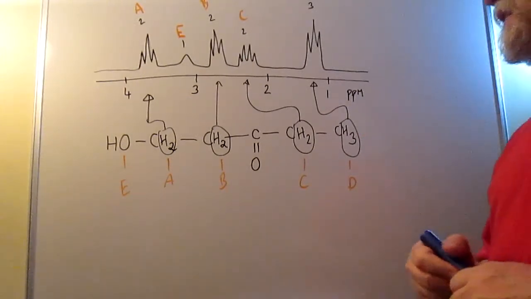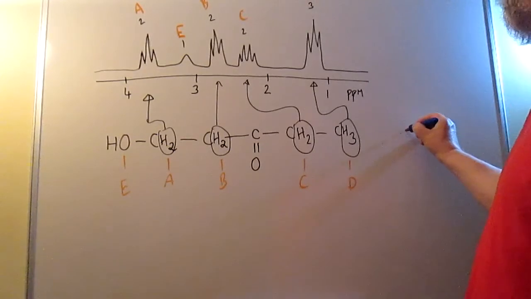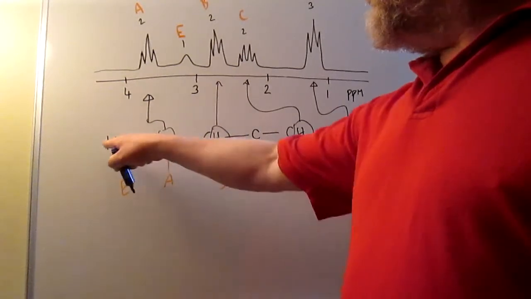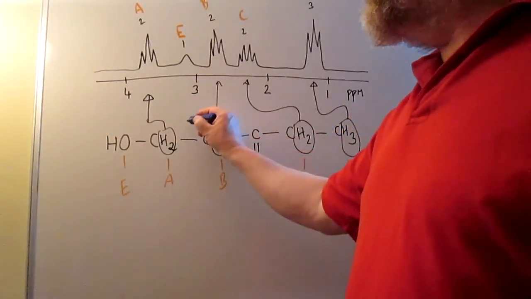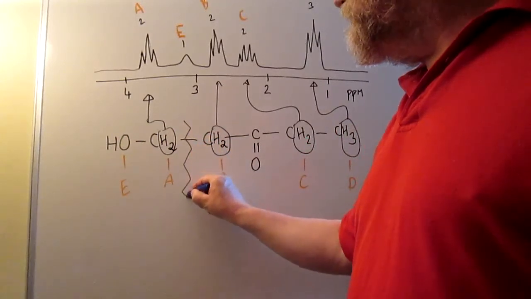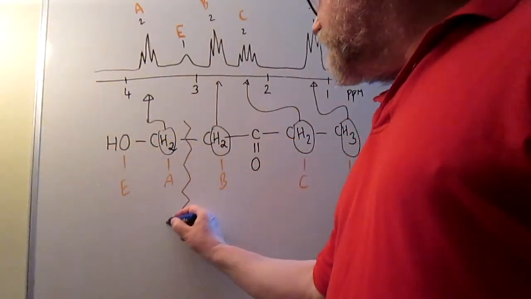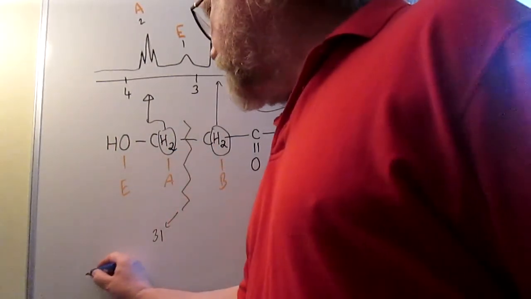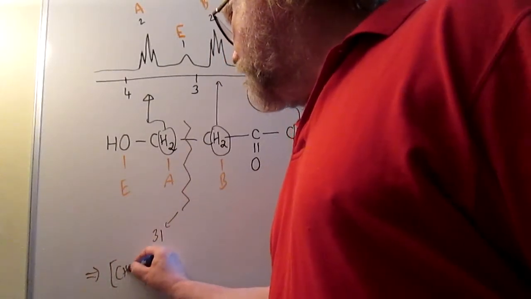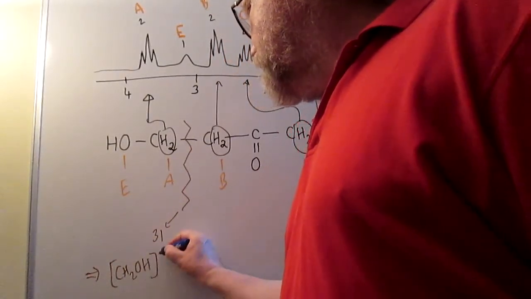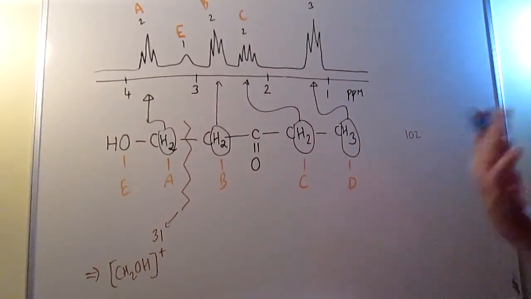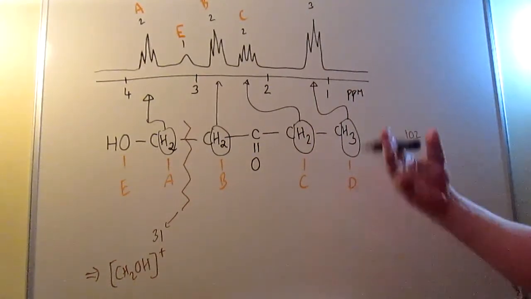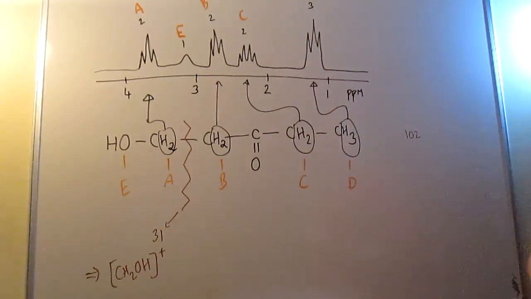So you've just got to go through and break the chain in various places. Remember, the total adds up to 102. So 31 is actually easy to find. Breaking off OH only takes 17 away, that's too small. But if you break it here, if you add up on that side, you get 31. And so that implies that the 31 fragment is CH2OH plus. Remember, you must put the positive sign on to show that it's a positive ion when you identify the fragment. So that suggests that's the 31 fragment.